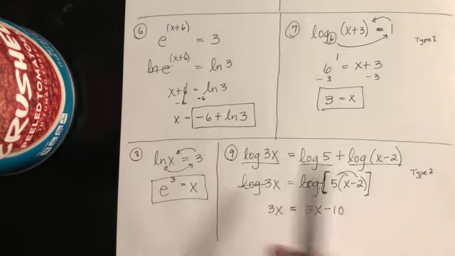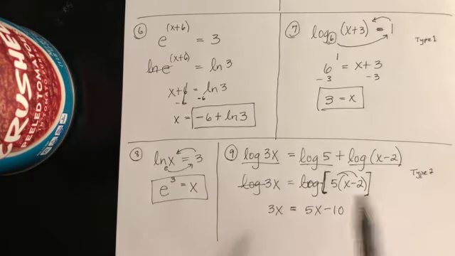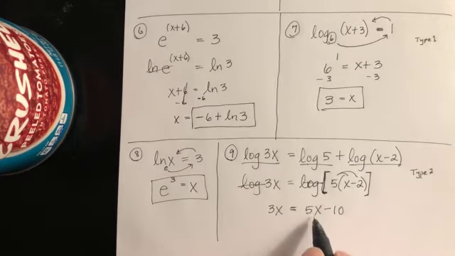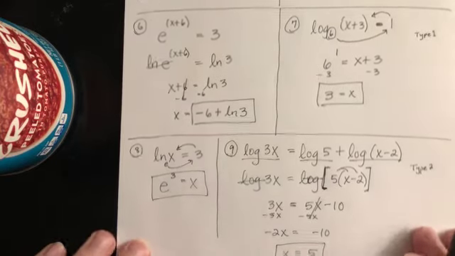Now you can't do it before you condense because you'd end up with 3x equal to 5 plus x minus 2, and that's not what I have. This is not the right answer if you did that. But in this case, what I would do, I would subtract 5x. Lots of ways to solve this. And then divide by -2, and you get positive 5.